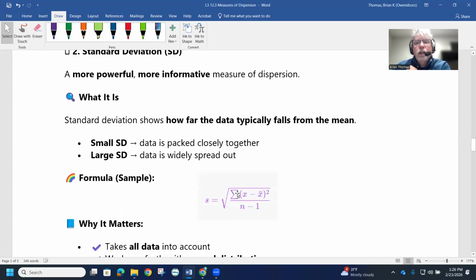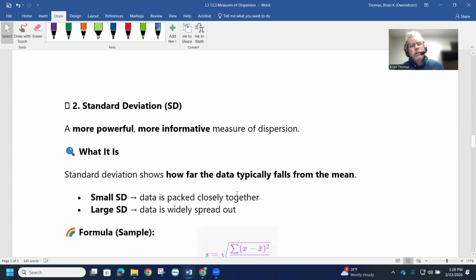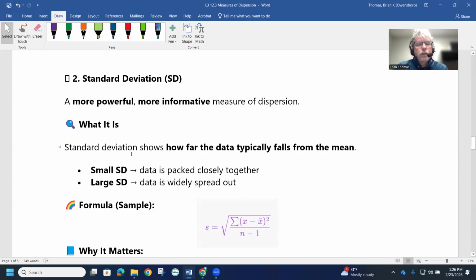Standard deviation is a much more interesting way to determine how things are dispersed. It's a much more powerful way, if you will, and it's more informative. So the standard deviation, typically what it's doing is showing us how far the data falls from the mean. So to do a standard deviation, we first have to determine the mean, which we did in the previous section. So the mean is kind of the average or the middle, if you will. And the standard deviation is how far we deviate or change with respect to the mean.